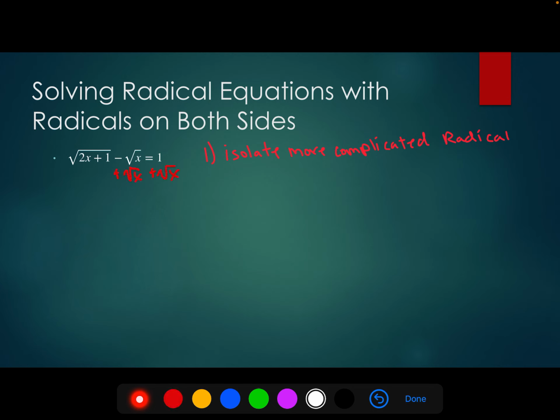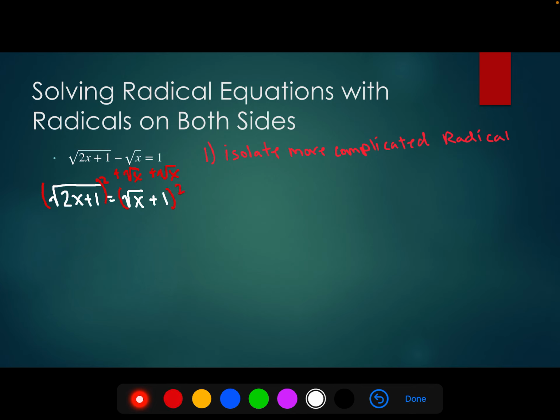And now we have the equation: the square root of 2x plus 1 is equal to the square root of x plus 1. Now that we have this more complicated square root isolated, we can square both sides to get rid of that square root. So we'll go ahead and do that. We will square both sides of our equation.